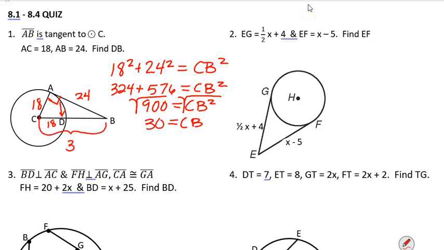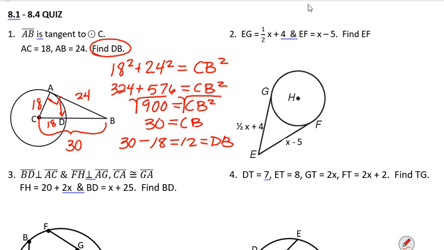So that is the whole length here. That's 30. So to find DB, we would take our 30 and subtract 18 from it. So that would be 12 is the length of DB. And again, you guys, some of you did not read the question. It said to find DB.